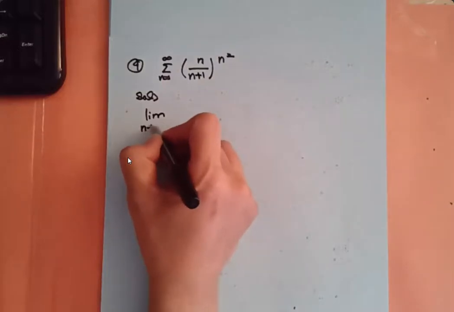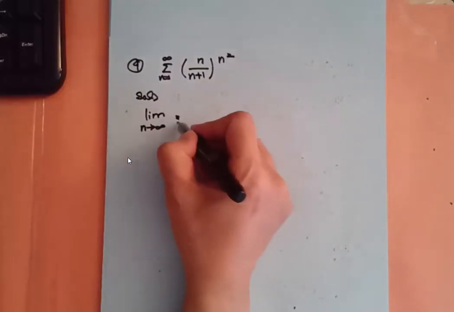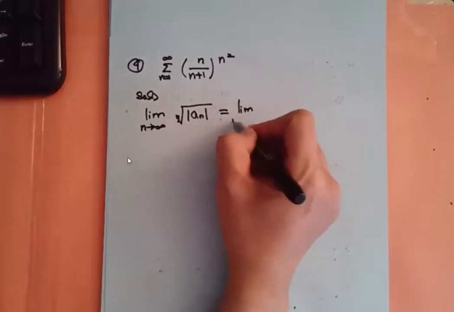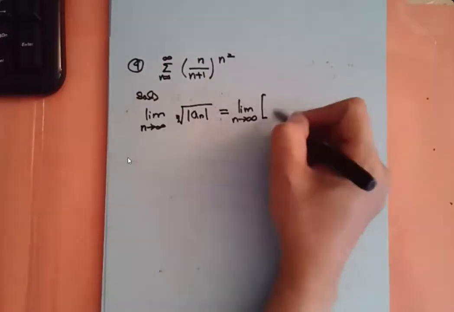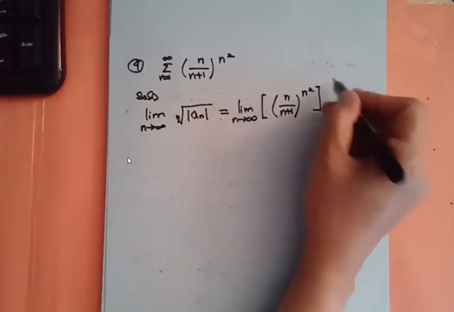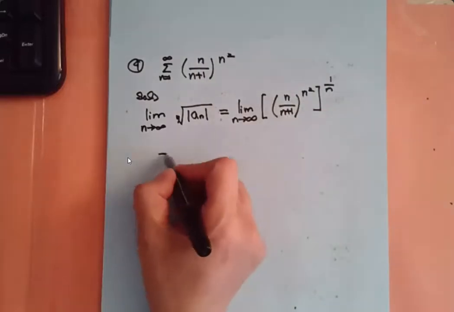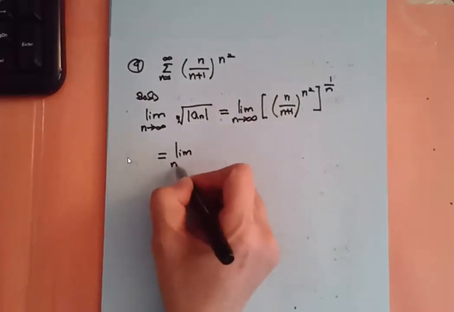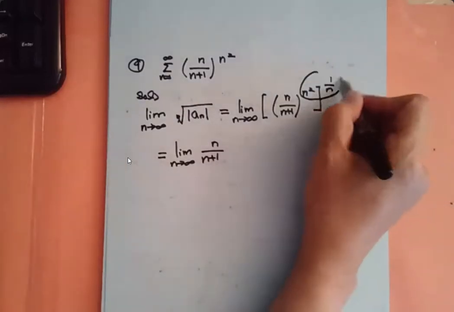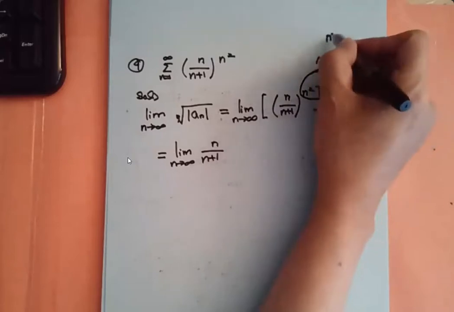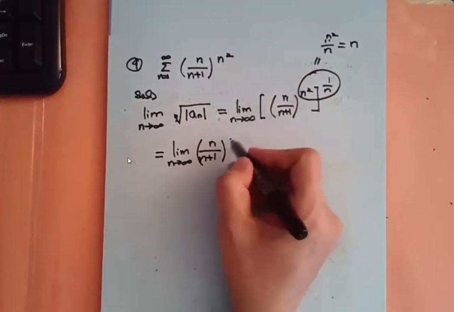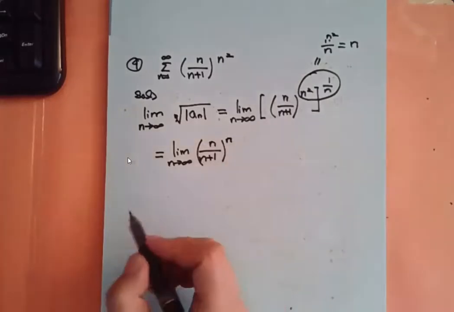So we will consider the nth root of the absolute value of a_n, and then that is the limit as n goes to infinity of n over n plus 1 to the n squared, to the 1 over n power. So the limit as n goes to infinity of n over n plus 1. We just calculate this part, then that is n squared over n, which is n, right? So n over n plus 1 to the n power.